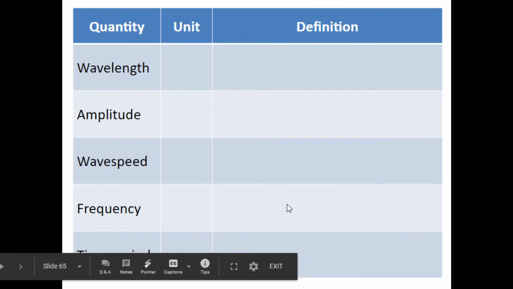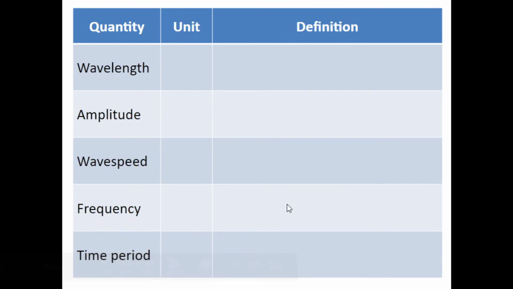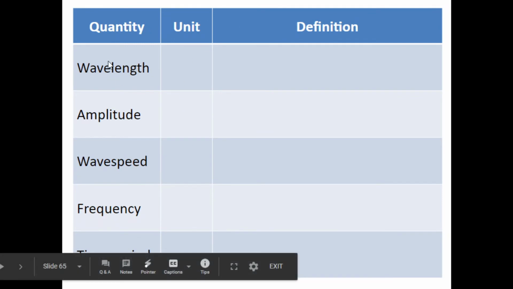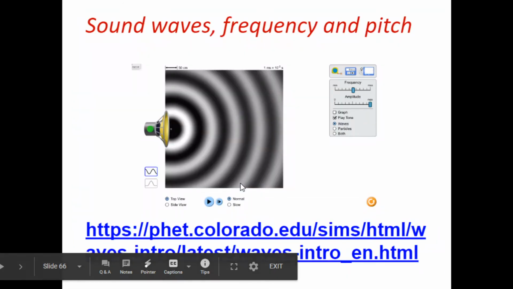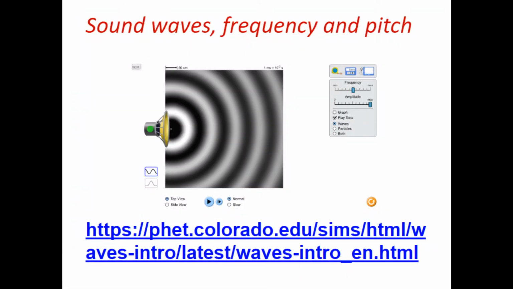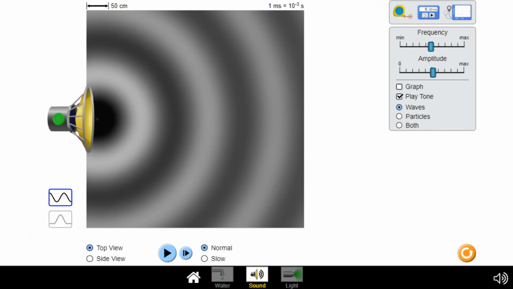I want you to fill in this table on your Google Doc and give the standard units for these five quantities, and just write a little word definition of what those five quantities are. Okay. Finally, how it all relates to sound. Because we're trying to answer the question, why does the pitch of the train change? So let's have a quick look at this animation to finish with.